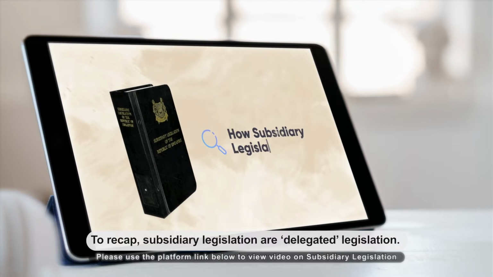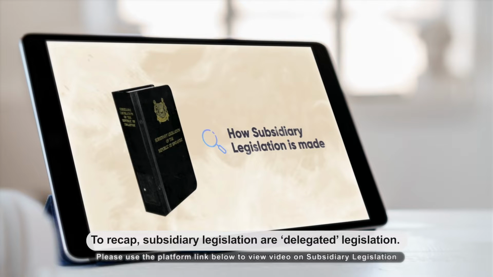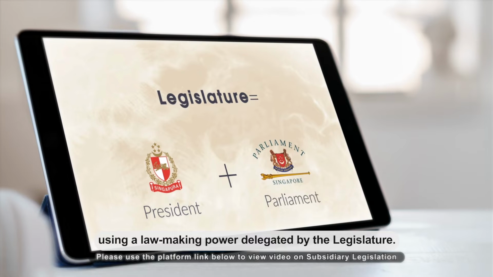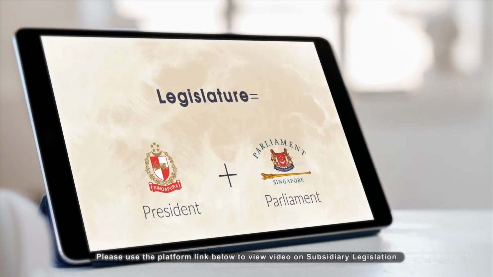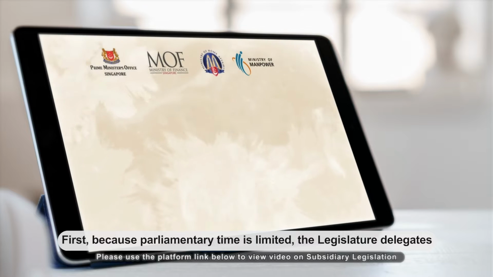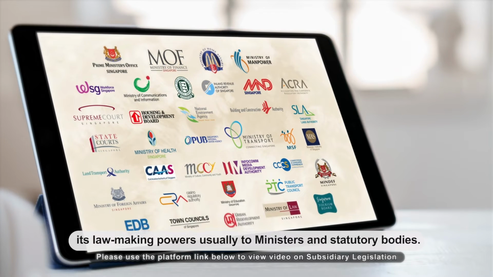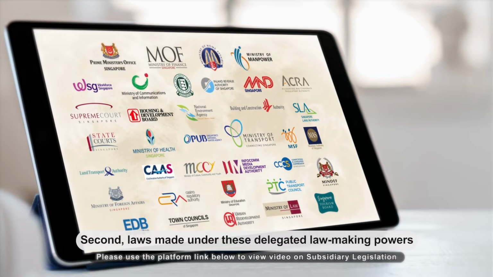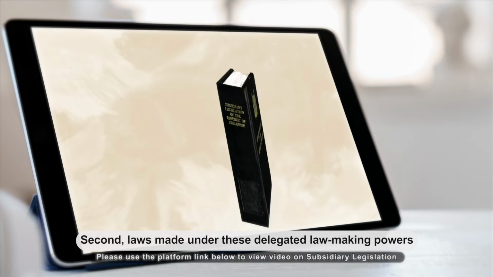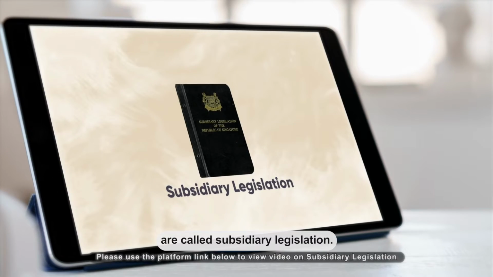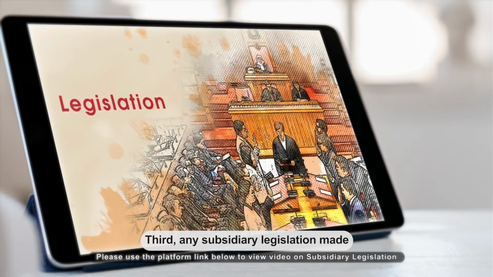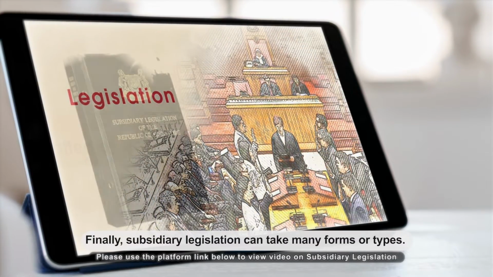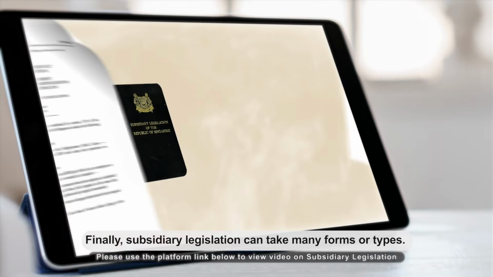To recap, subsidiary legislation are delegated legislation. We learnt that subsidiary legislation is made using a law-making power delegated by the legislature. First, because parliamentary time is limited, the legislature delegates its law-making powers usually to ministers and statutory bodies. Second, laws made under these delegated law-making powers are called subsidiary legislation. Third, any subsidiary legislation made must be within the scope authorized by the Act. Finally, subsidiary legislation can take many forms or types.